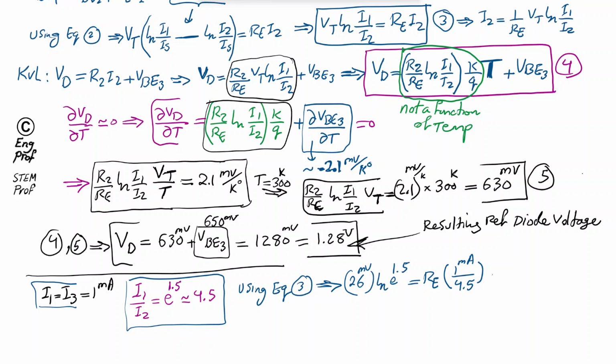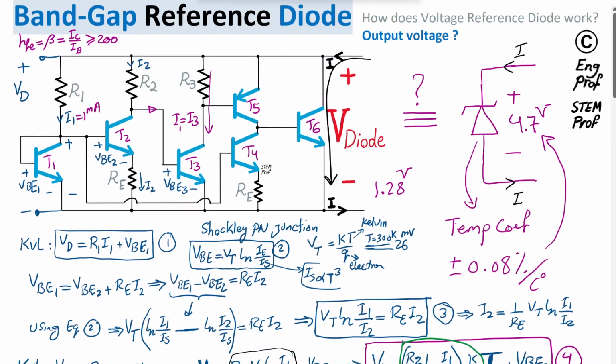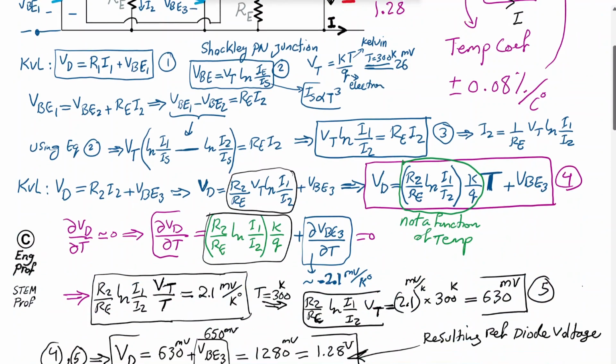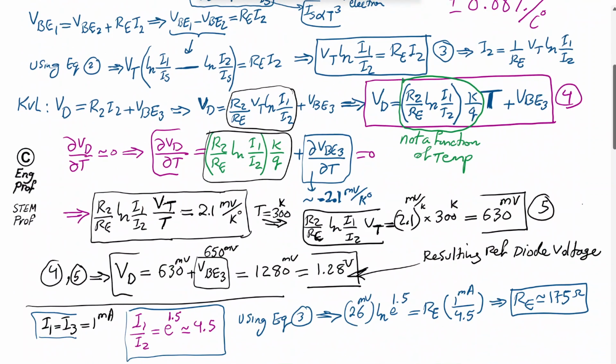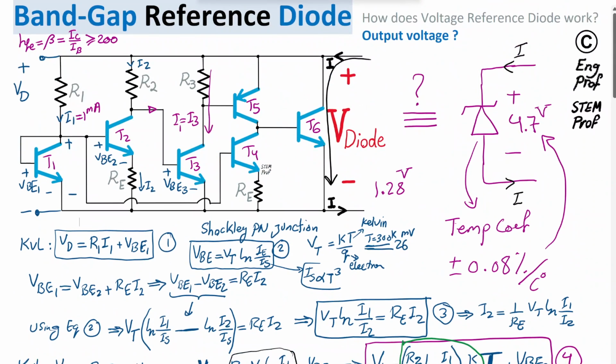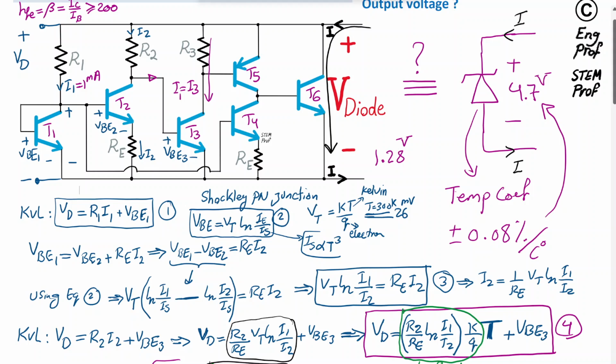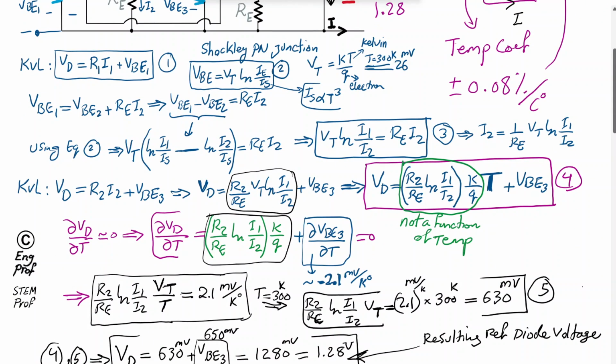If we compute this, we get roughly RE equal to 175 ohm, which is a very reasonable resistor size, especially if you are doing chip design or an integrated circuit. That size of resistor is very reasonable. It's not too small, it's not too large. Now, let's say we want to find the rest of them as well. Which equation can we use? We can use a combination of R2, I2, and the base emitter of transistor T3, which is effectively this equation.